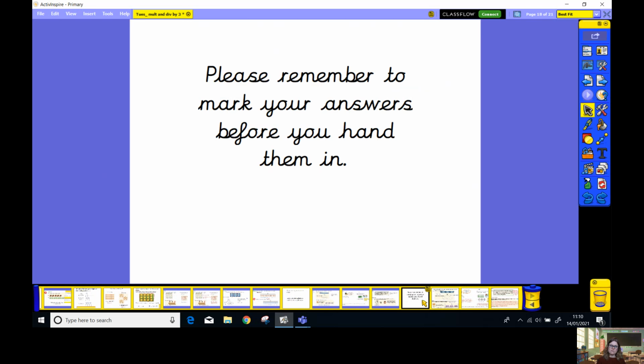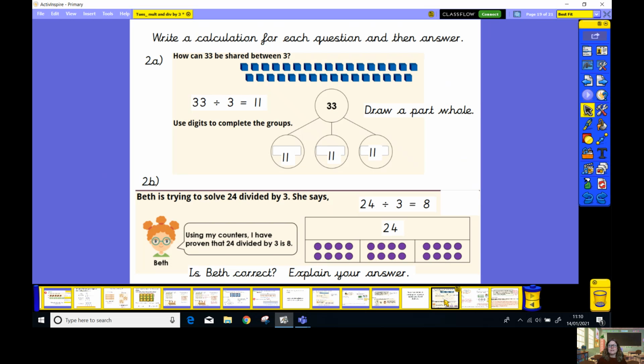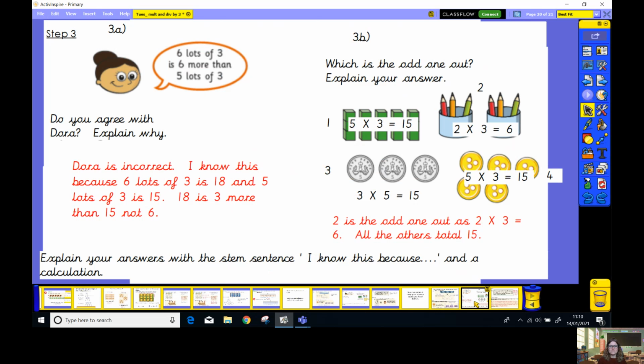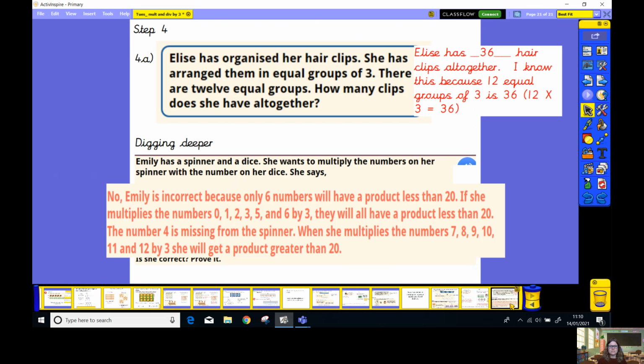Okay, now we need to remember to mark our answers before you hand them in today. Not everyone will have got to digging deeper. Don't worry if you didn't, but if you usually get to digging deeper, it would be brilliant if you did today. So the answers for step 2. The answers for step 3. And the answers for step 4.